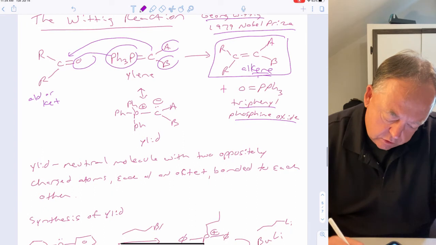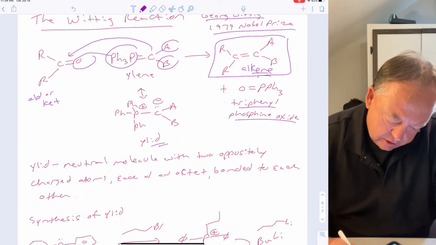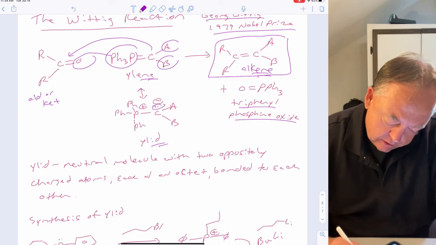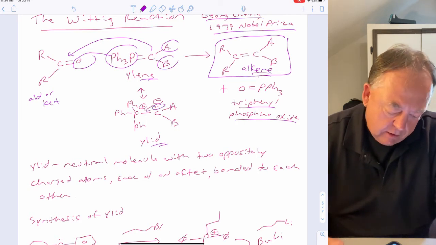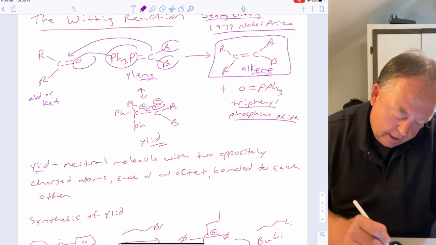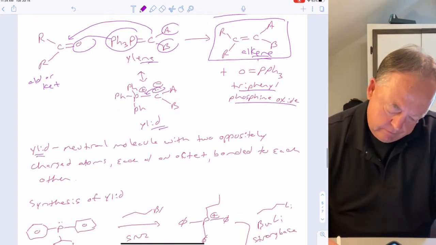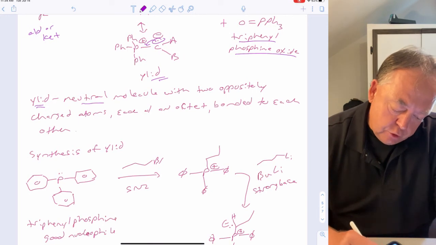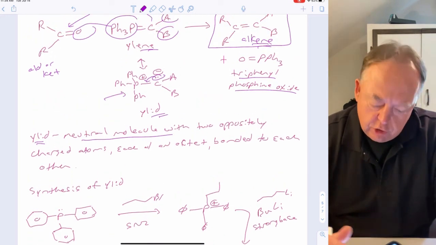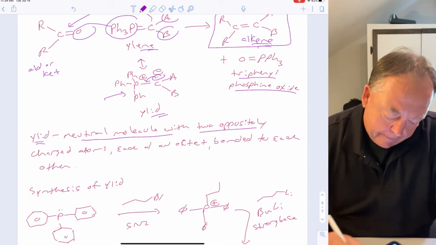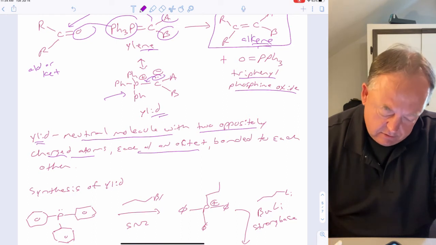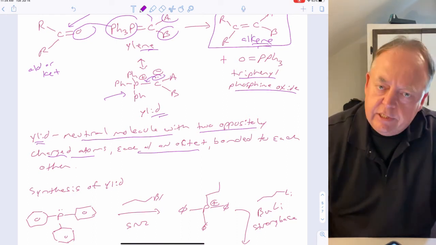Okay, so this thing is what's called a ylide, and this is the ylene, a resonance form of it. So if we take the lone pair of electrons, make a double bond to phosphorus, then we have the ylene version. So let's go through how you make the ylide. So what is a ylide? It's a neutral molecule, so overall this has a negative and a positive. So it's got no charge, it's neutral. And it's got oppositely charged atoms, and each of those atoms has an octet bonded to each other. So that's what a ylide is.